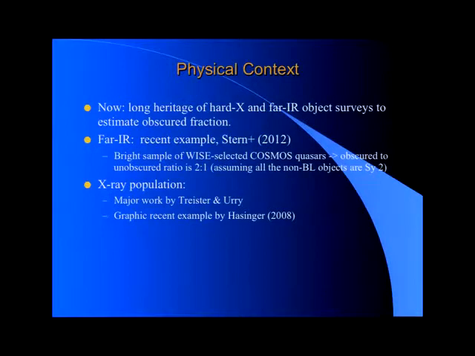So, the ways to go at it are hard X-rays and far IR to figure out what that population is. Dan Stern's going to tell us, he had a WISE selected sample of COSMOS quasars that were relatively bright, and that gives you a measure that obscured to unobscured is likely to be close to 2 to 1, at least at a bright limit at a certain redshift. Maiolino and her collaborators have been working on this from the hard X-ray angle for a long time, and I suspect she'll tell us more about that.